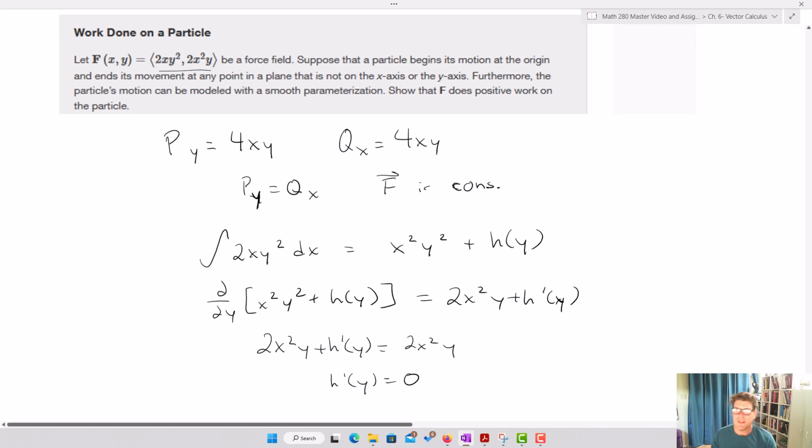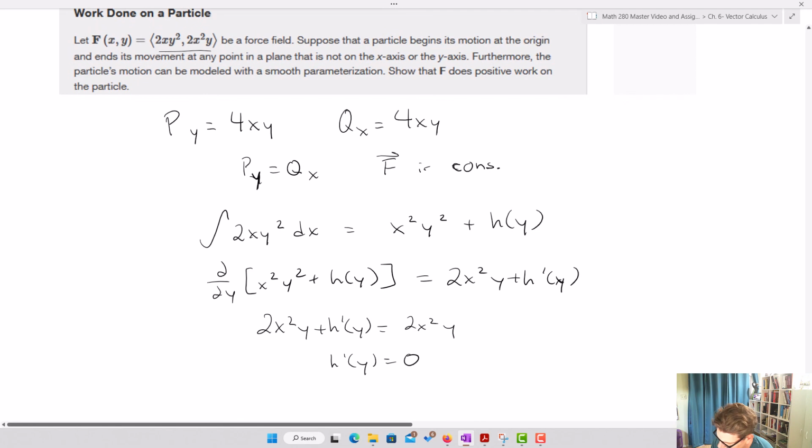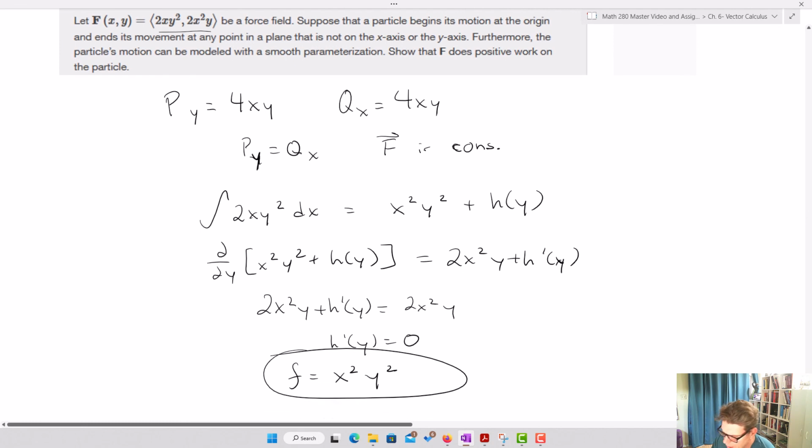If you take the integral of that, we've already seen that a couple of times, what we get is just a constant. So the constant drops off, and my f is equal to x squared y squared. That's my function. Now I just need to calculate this at the endpoints.